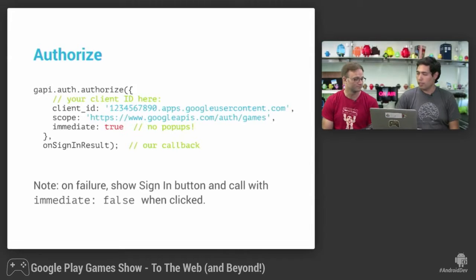And that's on clicking that sign in button, that's when you would make this call with immediate equals false. Exactly. And the reason why this is not automatic is that most browsers block pop-ups. So if you try and show a pop-up without the user having clicked a button, that's usually going to get blocked. So this is why it's important to first try to call with immediate equals true, and then if that fails, then you wait until the user clicks a button, and only then do you call with immediate equals false, so that you don't get that blocking behavior.